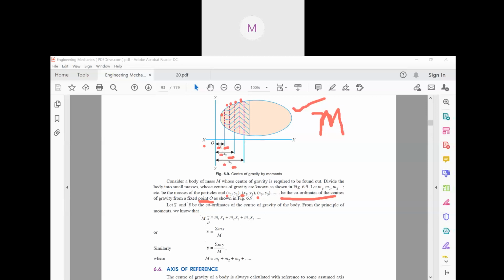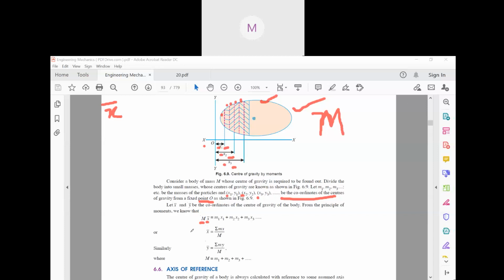These are infinite numbers, so m into x bar. Now x bar is what? X bar is the x coordinate of the center of gravity of this whole mass. So from this point, if the distance is x bar and the mass is m, then m into x bar is equal to what? M1 into x1, that small part, then m2 into x2, m3 into x3, and so on.